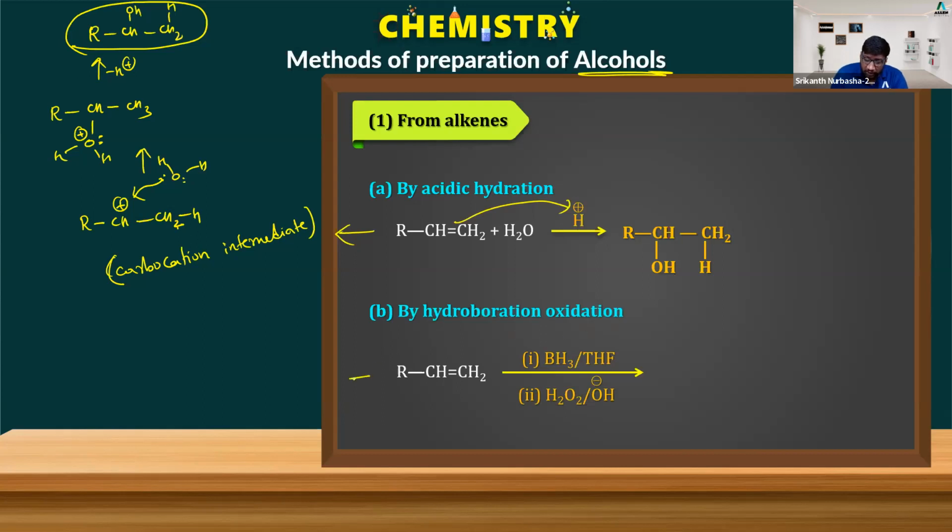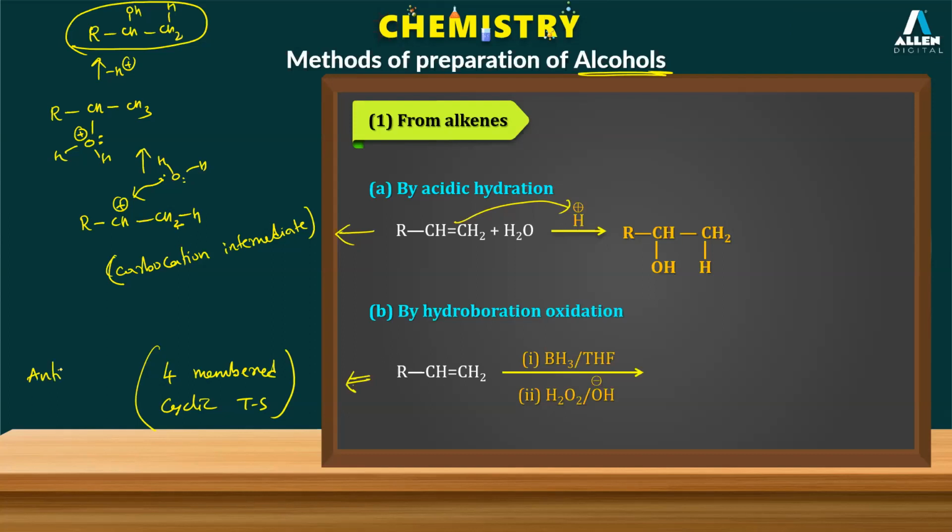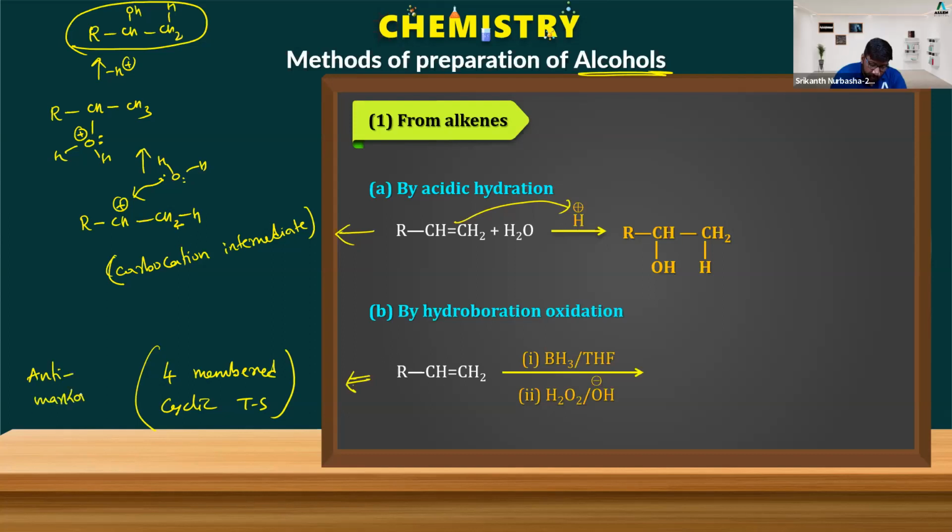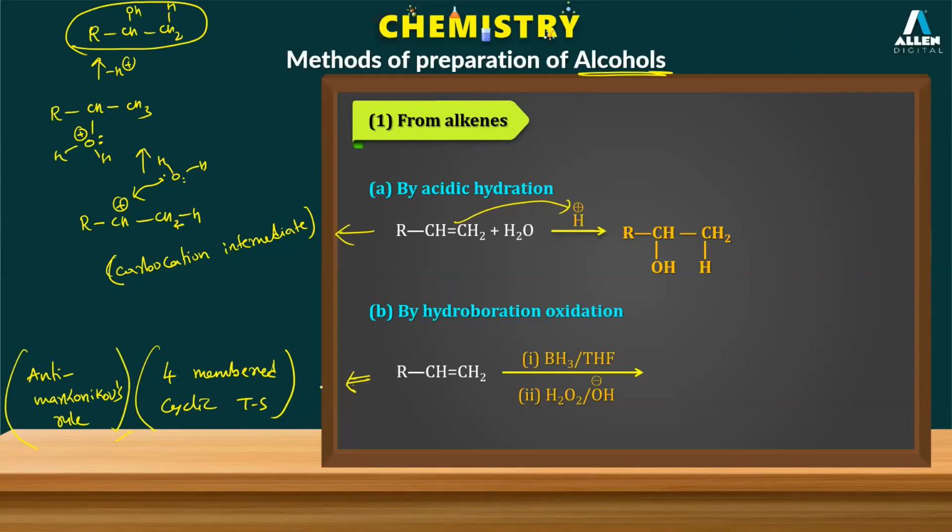Hydroboration oxidation. What is the transition state here? A 4-membered cyclic transition state, and it proceeds through the anti-Markovnikov rule. You have to remember this. You don't need to write the mechanistic approach. And are rearrangements possible or not possible? Not possible. No rearrangements.